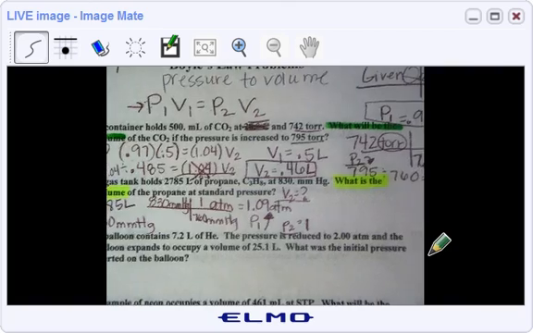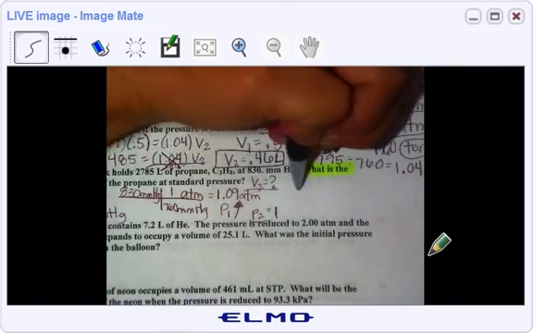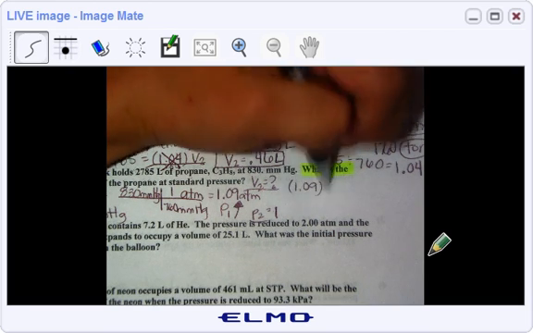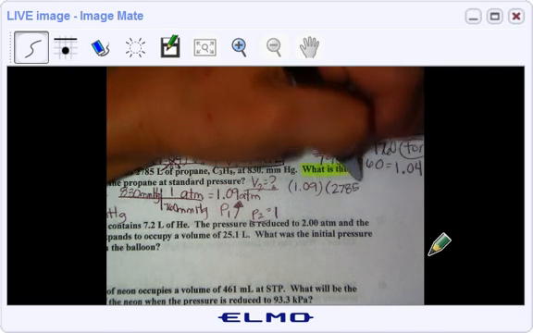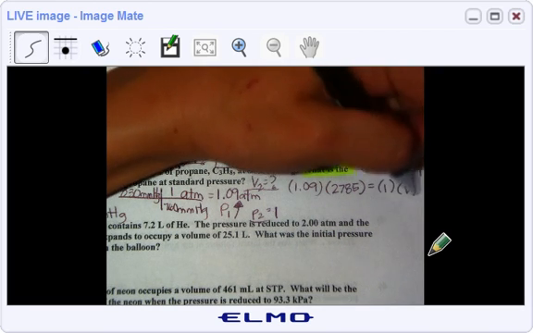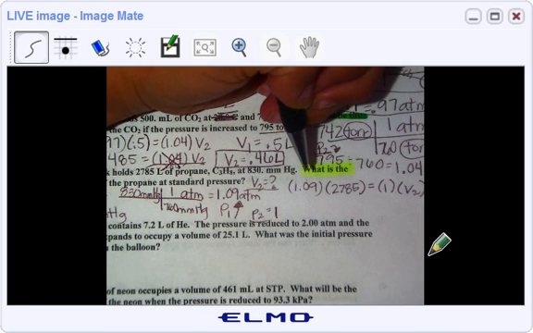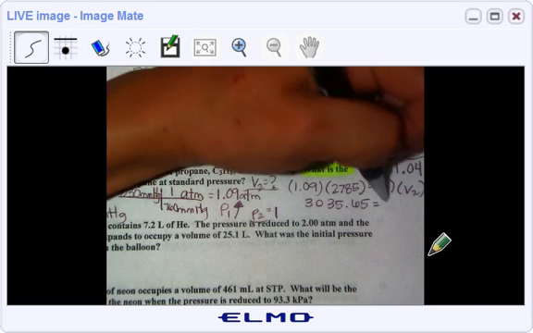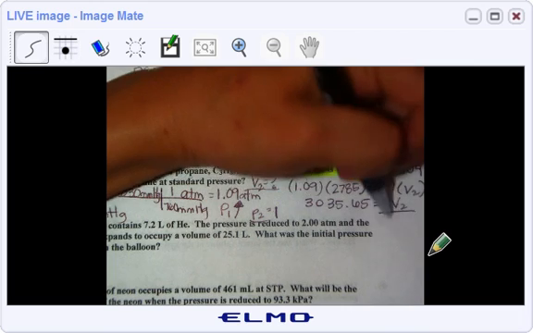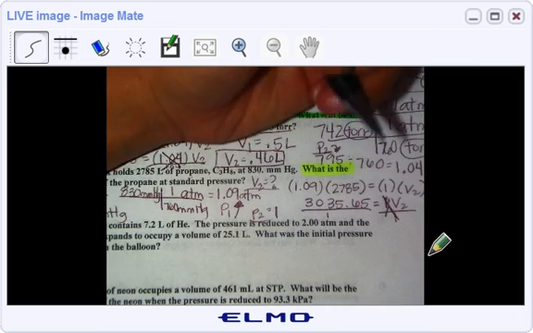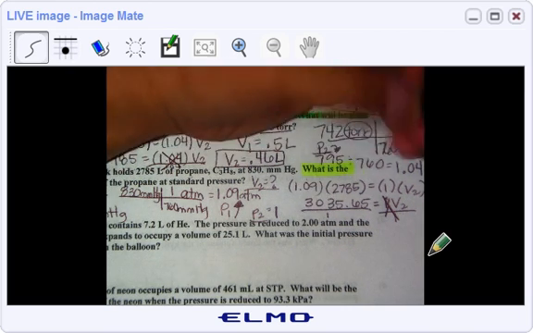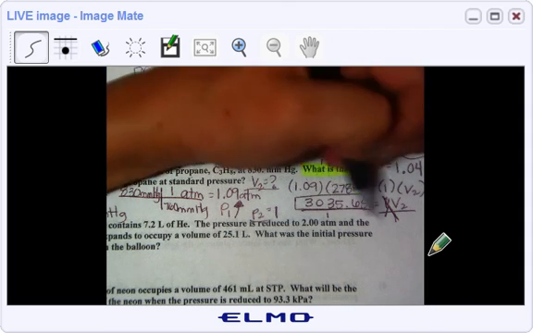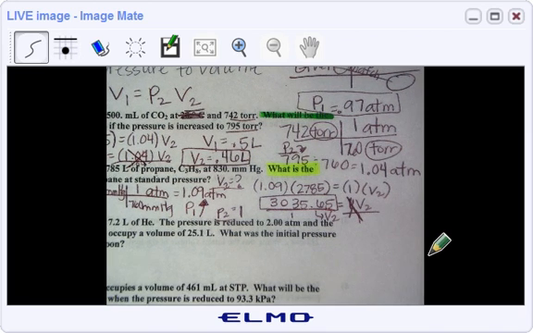I'm going to scoot it over where I have some room. I'm going to multiply these two numbers first. And of course, when you divide anything by 1, it remains the same number. So my V2 stayed that. This is my final answer. Does anyone have any questions on that one?